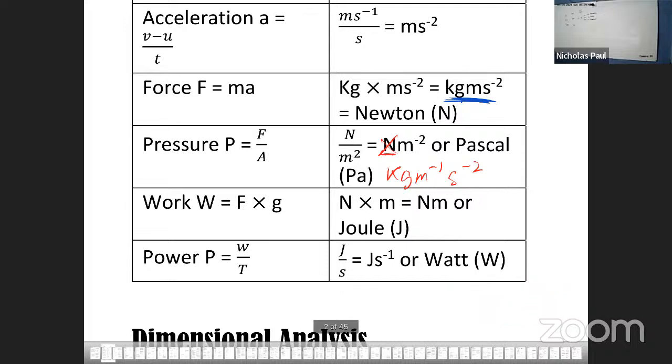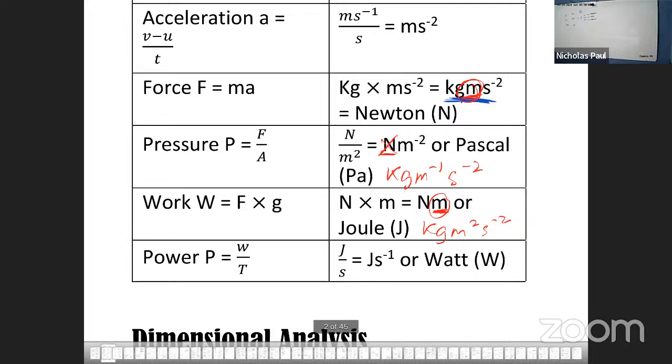Right? Joules is Newton meter. So that will be kg m squared s to the minus. Okay? Because you multiply this m by this m again. These two m's and I get m squared. Everybody okay with that?